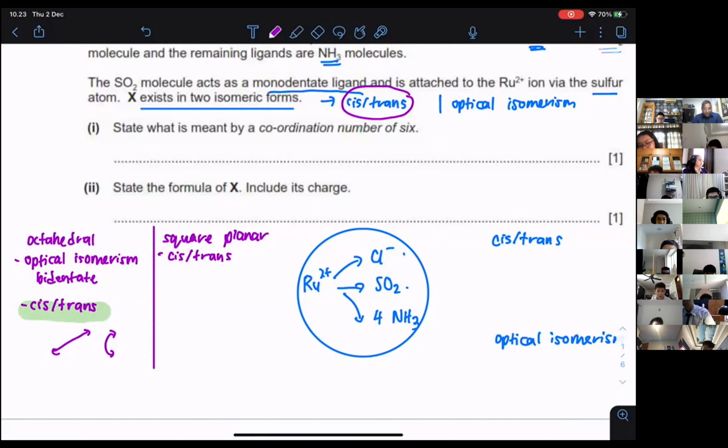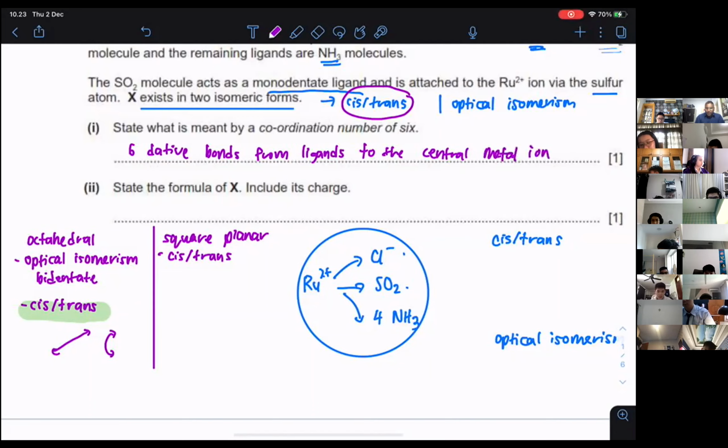Now the answer for this, state what is meant by coordination number of 6. So 6 dative bonds from ligand to the central metal ion. This one extra I just put, but I think the answer should be 6 dative bonds. It's already enough.